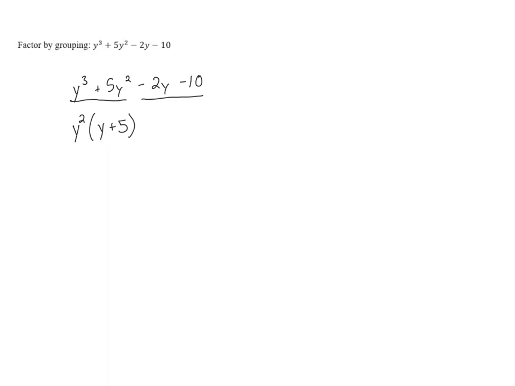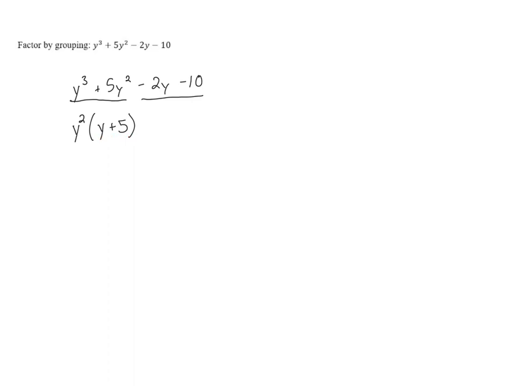Now in the second group, we look for a greatest common factor, and if we look, both of those are divisible by 2. But the problem is, if we pull out just the 2, we're going to be left with a negative y. And if we pull out a 2 from negative 10, we're going to be left with a negative 5. But we need the leftovers to be a positive y and a positive 5.